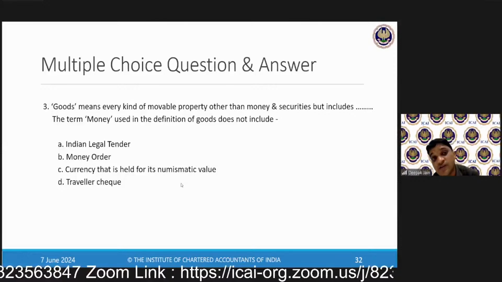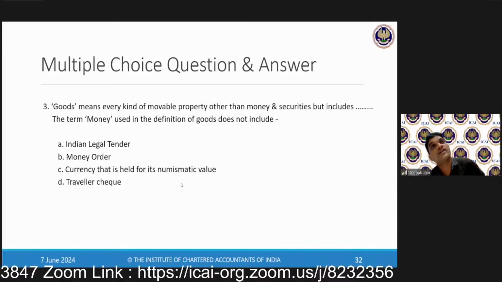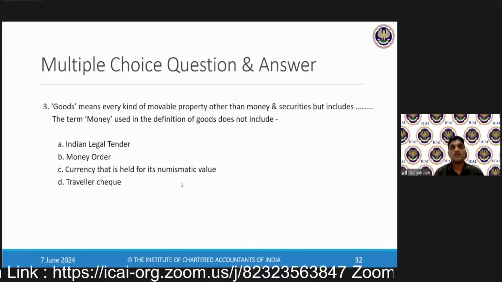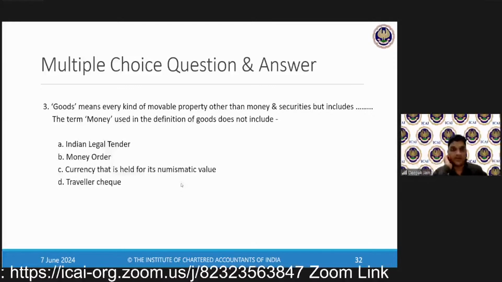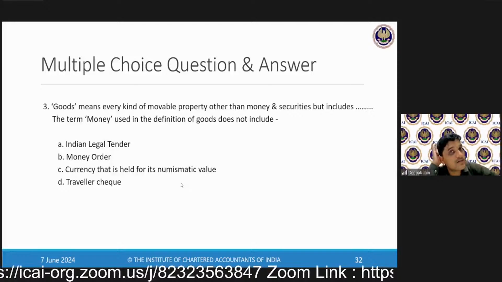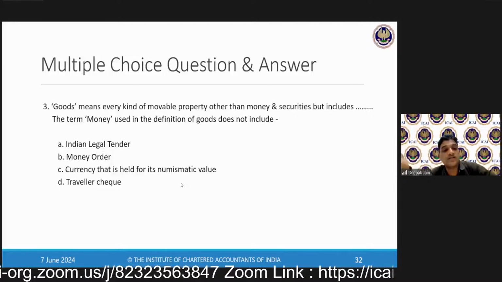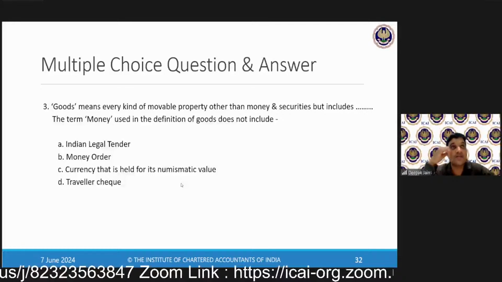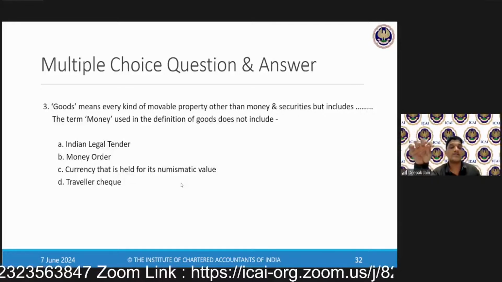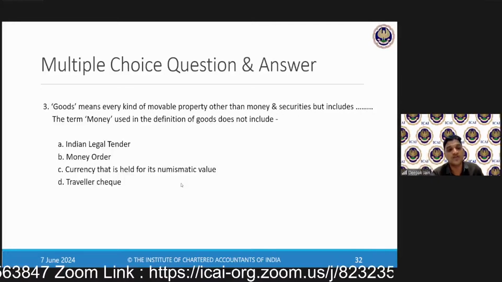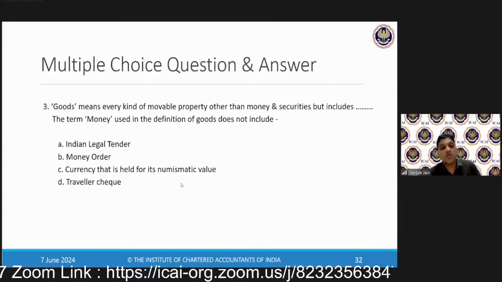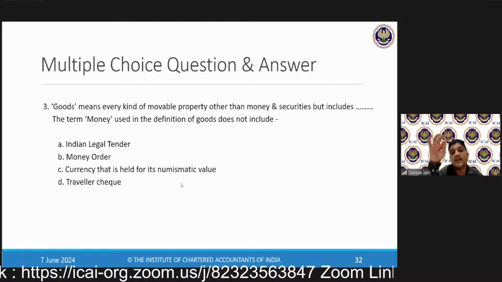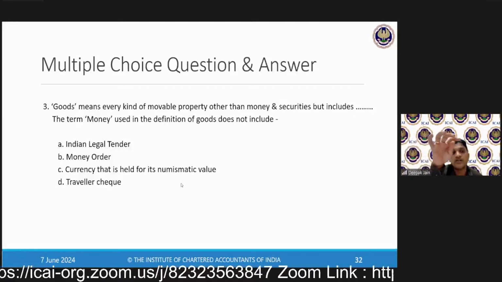Currency that is held for its numismatic value. You're holding a 10 paise coin, which is worth, say, 1000 rupees. Is it money? You cannot use it, but still it has a value of 1000 rupees for a 10 paise coin because such coins are not available, which means it is held for its numismatic value, which means you're trading it as goods, not as money. That's why currency which is held for its numismatic value is not money.